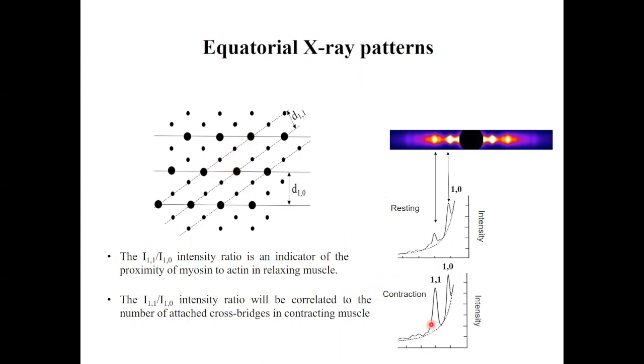So when muscle contracts, the intensity of the 1,1 reflection, the actin reflection, goes up because you have more electron density there, and the intensity of the 1,0 reflection drops. So the intensity ratio of 1,1 over 1,0 under resting conditions is an indicator of the proximity of the head to actin. During contraction, this intensity ratio is closely correlated to the number of attached cross-bridges. So this intensity ratio is the proximity of how close the myosin is to actin. The higher the value, the closer the myosin head to actin.